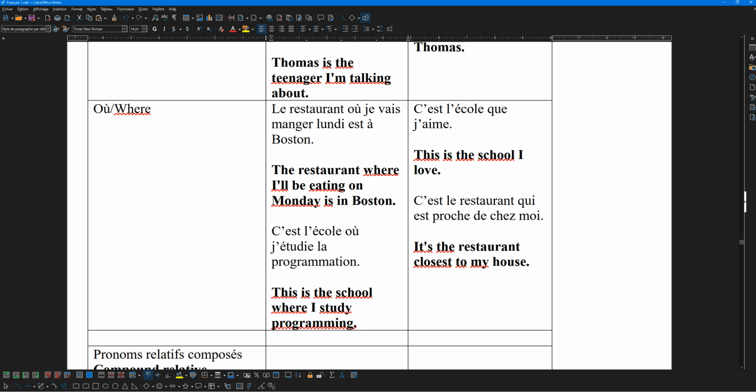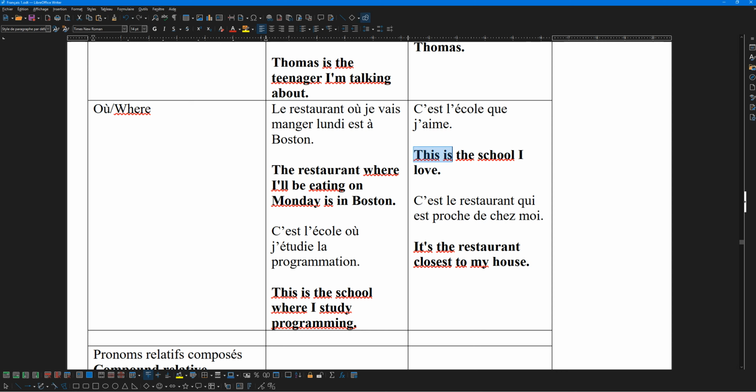Où, where, for the location. The restaurant where I'll be eating on Monday is in Boston. Le restaurant où je vais manger lundi est à Boston. This is the school where I study programming. C'est l'école où j'étudie la programmation. So the action is taking place somewhere and we replace it by où.